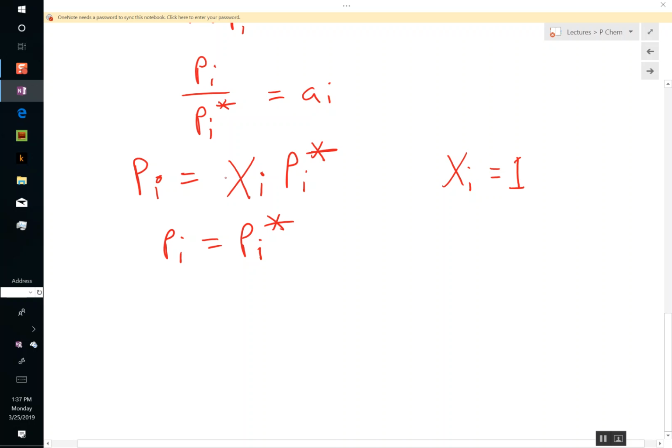Well, AI is, I don't know if I would say it's proportional to its mole fraction or actually equal to its mole fraction. Its activity is related to its composition. We're making an assumption, right? I mean, is it actually equal? In the equation, yes, we're saying it's equal.